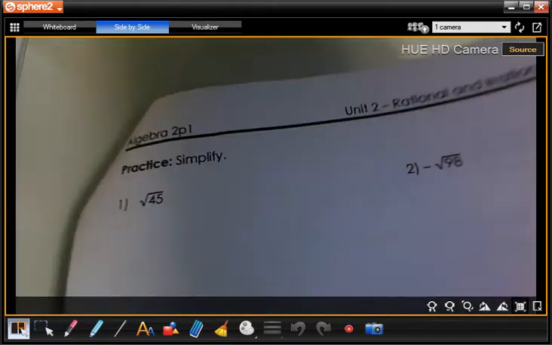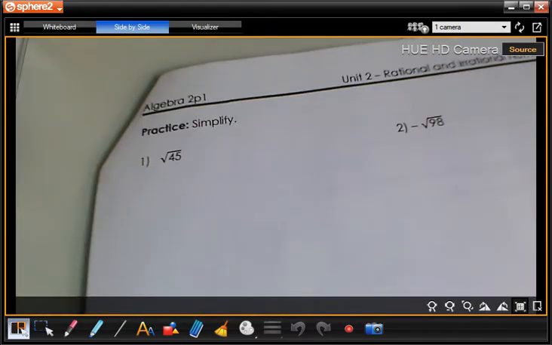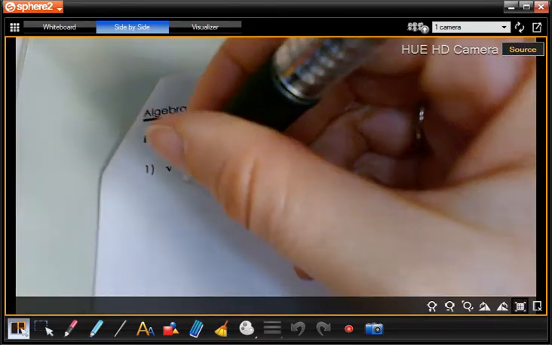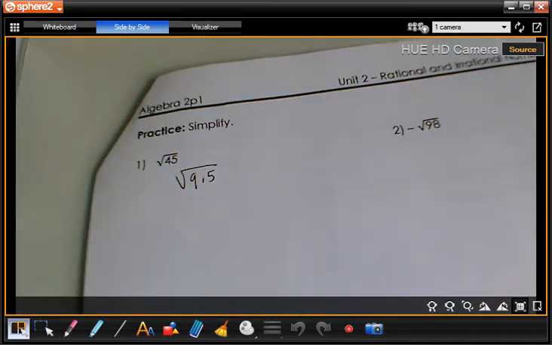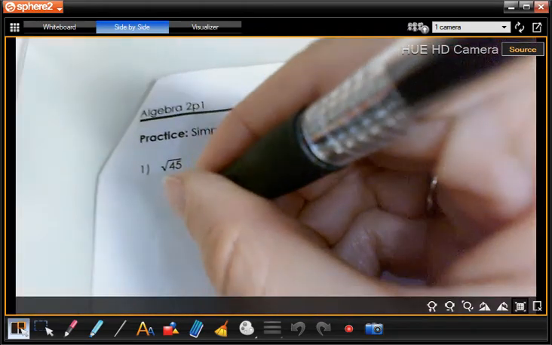And I will do a couple of your homework problems too. All right. What are the two numbers that multiply to give us 45 where one is a perfect square? 9 and 5. So we're going to go square root of 9 times 5. What is the square root of 9? 3. Square root 5.